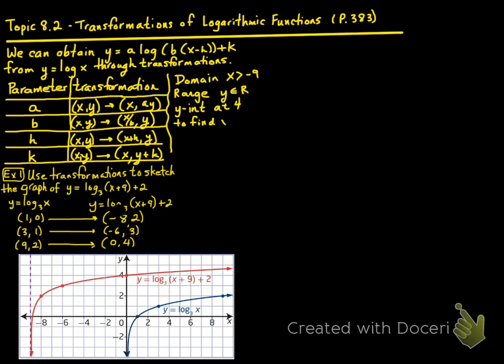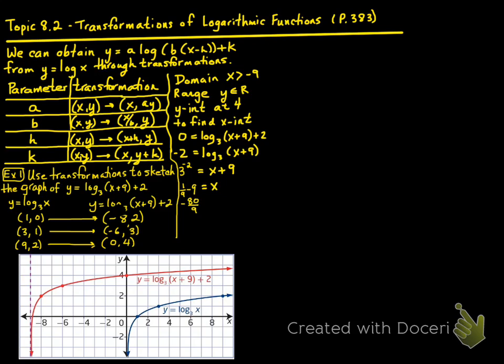And to find the x-intercept, we're going to set y equal to 0 and solve for x. So 0 equals log base 3 of x plus 9, plus 2. Subtract 2 from both sides, and then take the log away from both sides, where we have 3 to the power of negative 2 is equal to x plus 9. Now subtracting 9 from both sides leaves us with 1/9 minus 9 equals x, or negative 80 over 9 is equal to x.